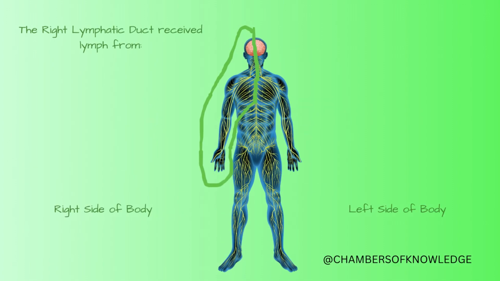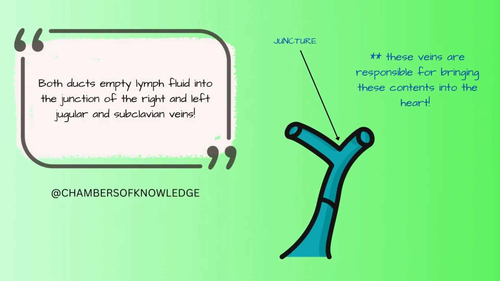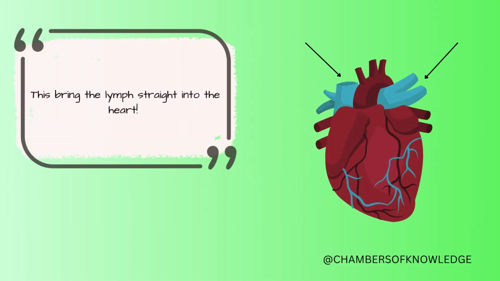Now, the right lymphatic duct receives lymph from the right side of the head, neck, chest, as well as the right arm. Now, the thoracic duct receives lymph fluid from the rest of the body because it is bigger. Both ducts empty lymph fluid into the junction of the right and left jugular and subclavian veins. These veins lead to the superior vena cava, which leads directly to the heart.